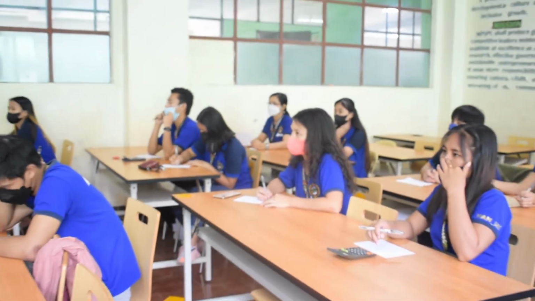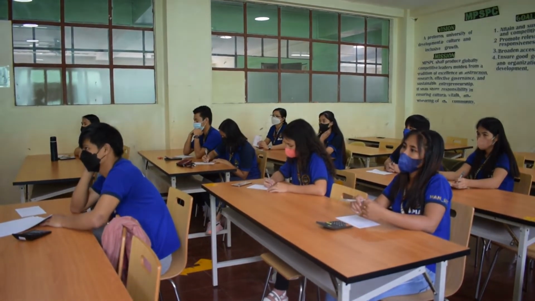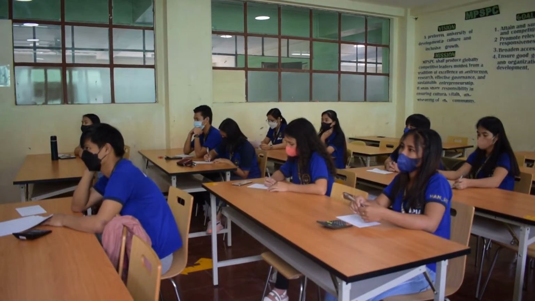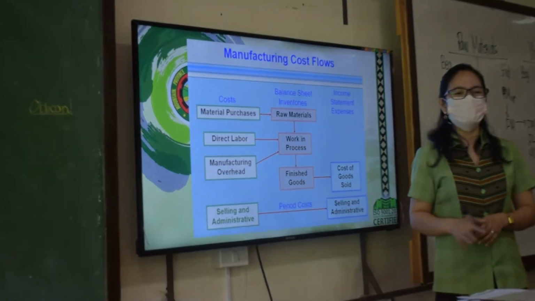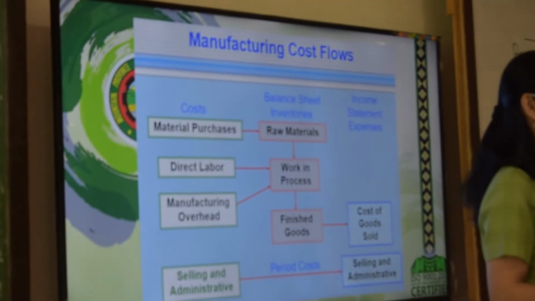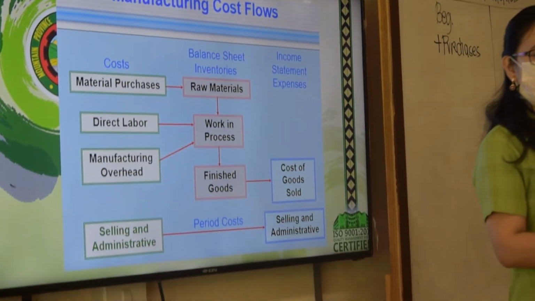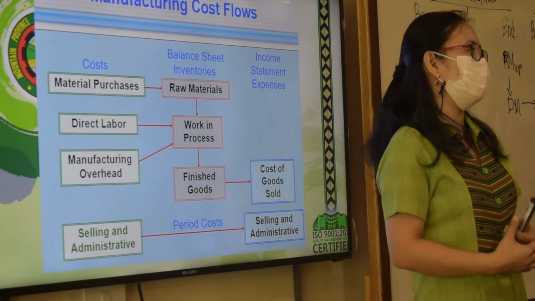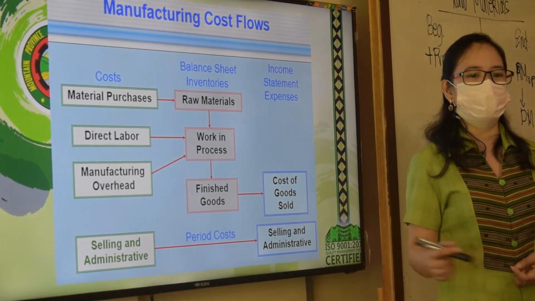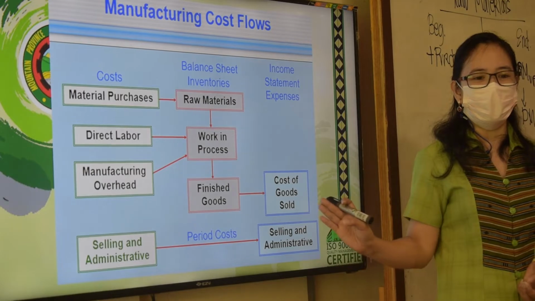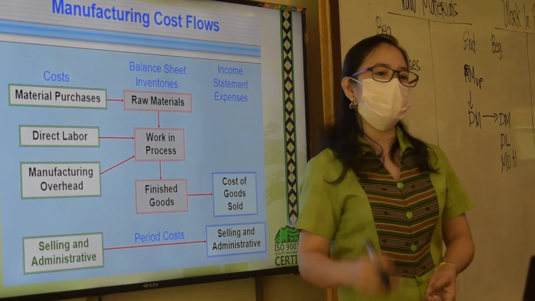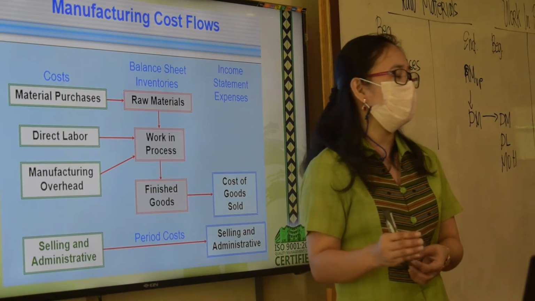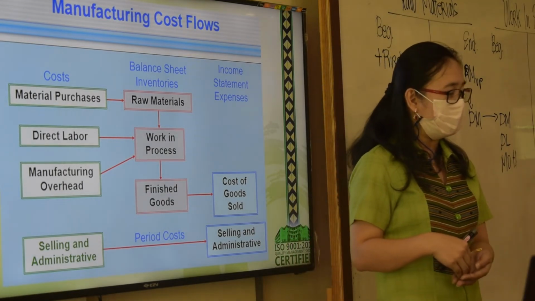Okay? So this is now your manufacturing cost flows. You have the cost and then to which statement do they end up recorded. So you have cost of materials purchases, direct labor, manufacturing overhead, and then the selling and administrative expenses. So, saan papasok ang ating materials purchases, ang ating direct labor and manufacturing overhead? Definitely, they will all fall under the balance sheet accounts.